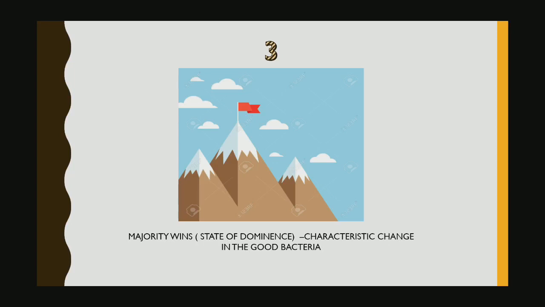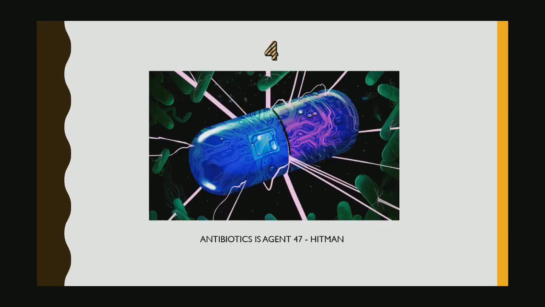So with this, we are going to see one more thing. All antibiotics can be called Agent 47, hitman, because it doesn't know whom to kill, whom not to kill. So as a whole, even the good and the bad microorganisms will be encountered by antibiotics. So collectively what happens is the normal homeostasis in the oral cavity, the normal flora, is disturbed. So this is one of the factors which you should always remember. All antibiotics, and all the time antibiotics, is not good.